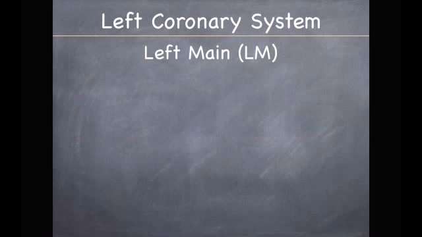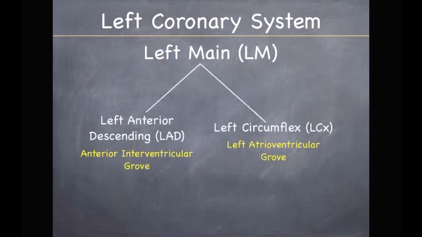Let's start with the normal coronary anatomy to begin with. So on the left side, there's the left main coronary artery, which in the majority of people bifurcates into the left anterior descending, which we commonly refer to as the LAD, and the left circumflex. I want you to remember where these run anatomically. So the LAD runs in the anterior interventricular groove, and the circumflex runs in the left atrioventricular groove.